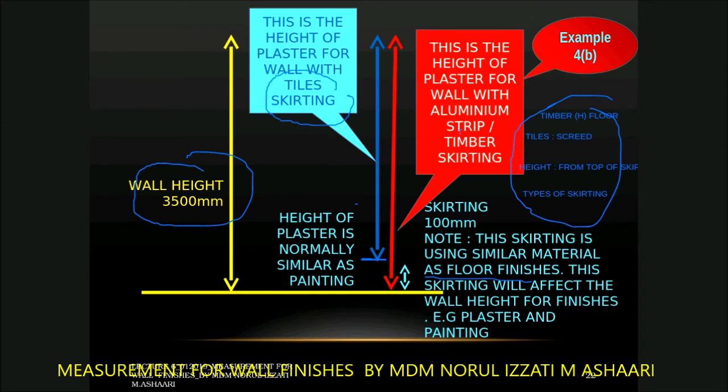Okay, number 2, in red color, this is the height of plaster with aluminum strip or timber skirting. But remember, if this timber skirting is using screed, you cannot take H in red color. If the timber skirting is using glue or adhesive, then you can take this H1. So if I put again according to the requirement, this is H2, this is H1. This label is created by myself. Yeah, there is no requirement H1 and H2 in the SMM2. But what I would like to show you here is the skirting will affect the height of the wall finishes that is required to be measured.